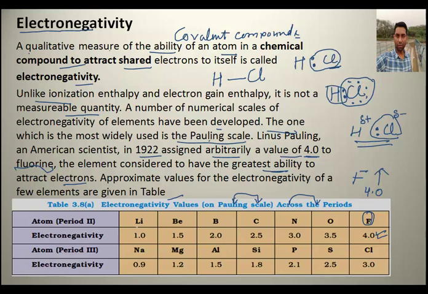Now analyze this. Lithium 1, beryllium 1.5, boron 2, carbon 2.5, nitrogen 3, oxygen 3.5, and finally fluorine. Then downwards if we move, chlorine 3, and in the same manner for third period elements, sodium, magnesium, aluminum, and so on. So fluorine has the highest or strongest tendency to attract the shared pair, right?